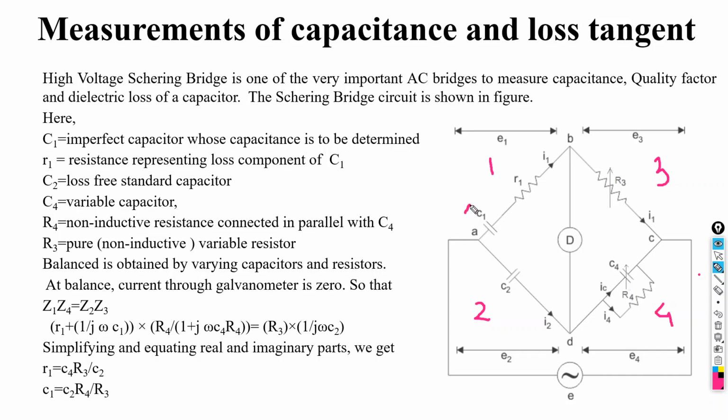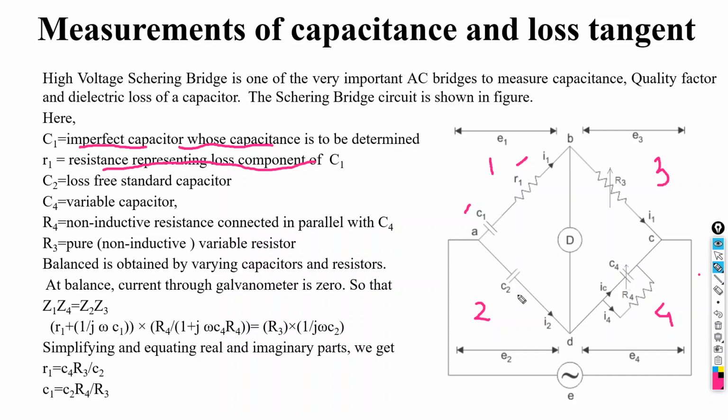In the first arm, a capacitor C1 is connected in series with the resistance R1. The capacitor C1 is the imperfect capacitor whose capacitance is to be determined. So in this first arm we connect an insulator or a capacitor whose capacitance is to be determined. Here C1 is considered to be that imperfect capacitor whose capacitance is to be found out, and in series with this capacitor C1 a small resistance R1 is represented. It represents the loss component of the capacitor C1.